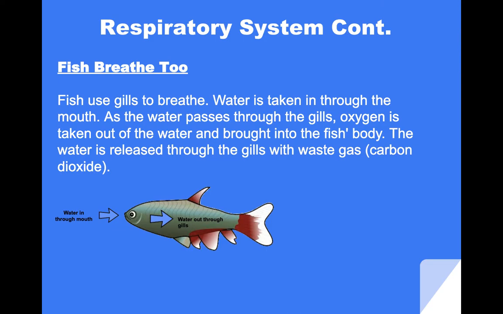So, like I said, fish breathe with gills. They take in water through their gills, and don't forget that water is called H2O. That O stands for oxygen, so they can take the oxygen out of the water and use that to breathe.